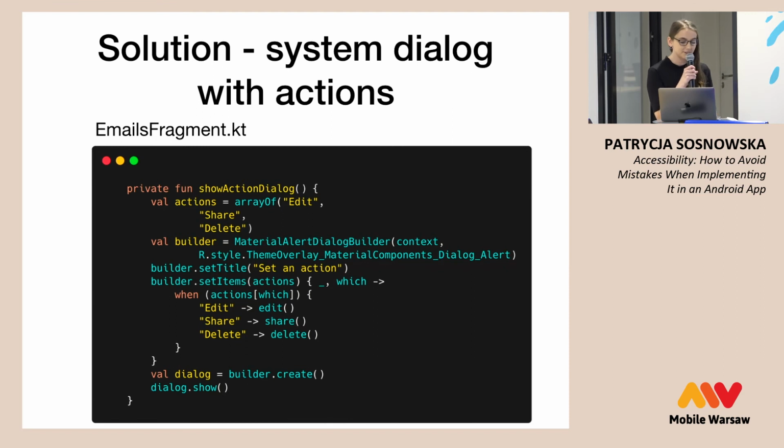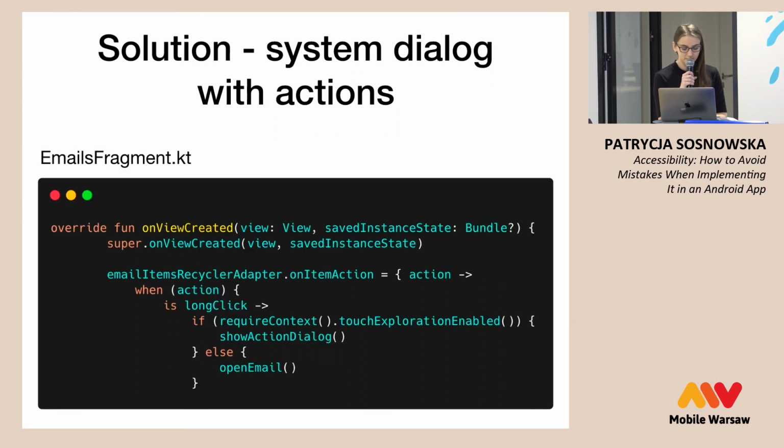After some discussion with the design team and checking over apps, I found the first solution. It is to create a system dialog for these actions. As you can see on the slide, it is a simple dialog with actions listed, nothing complicated. This dialog can be presented by a long click on this element. In the email fragment, we can first check if TalkBack is active, and after a long click, the actions will show on the screen.